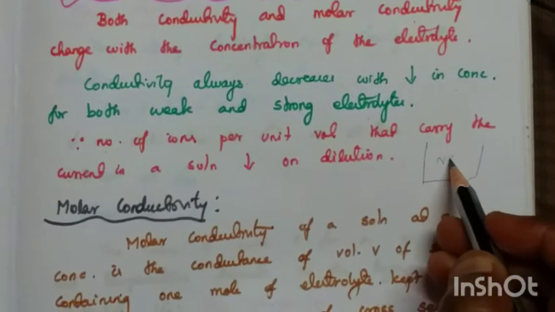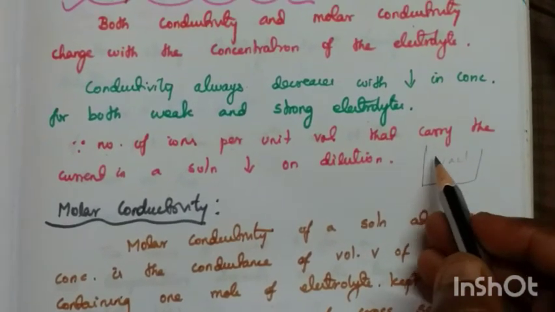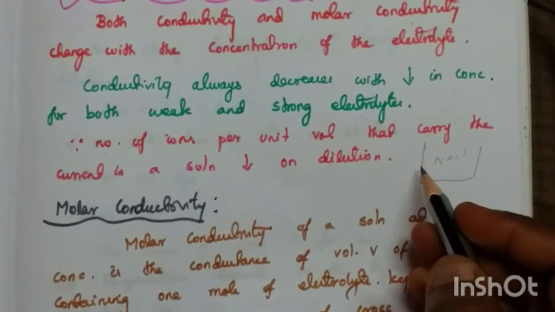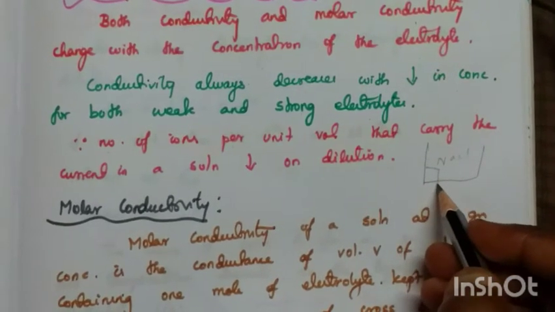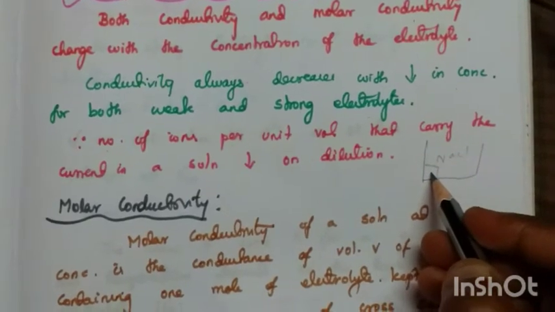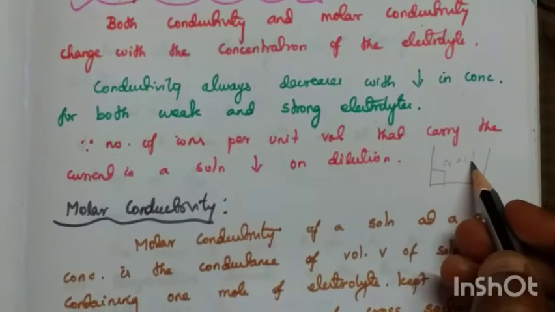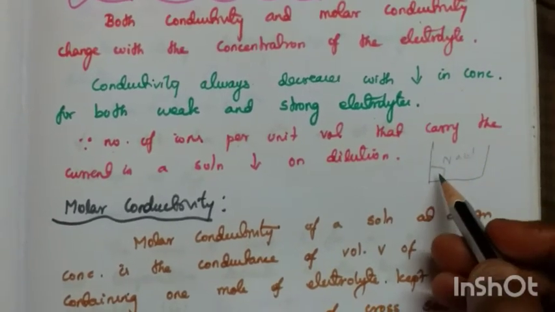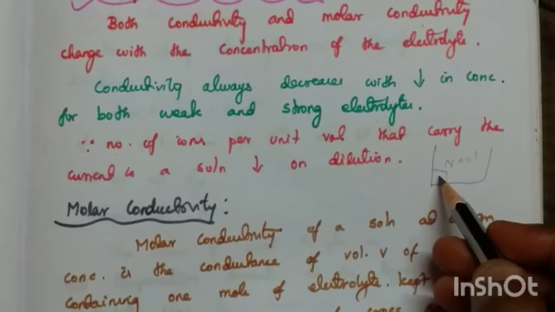Here we are taking the NaCl solution. So Na plus and Cl minus are spread around the beaker. Take one volume, 1 centimeter cube. Concentration: we are taking 1 pinch of salt with 1 tumbler of water. At that time, more number of ions are there.